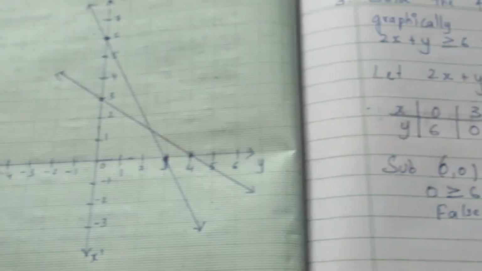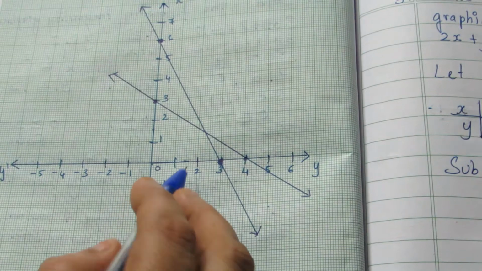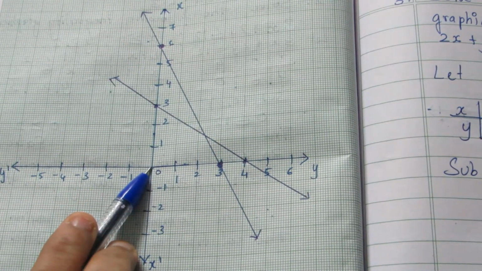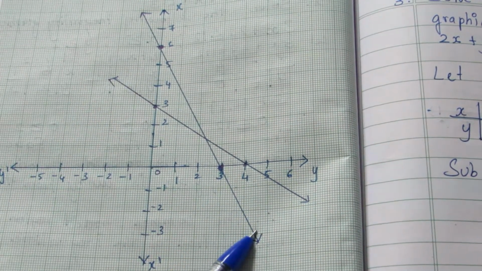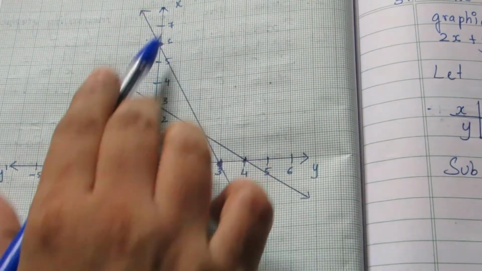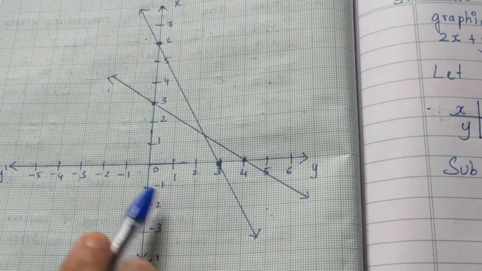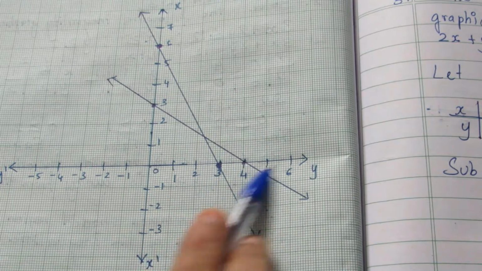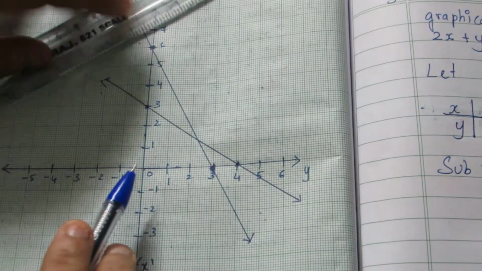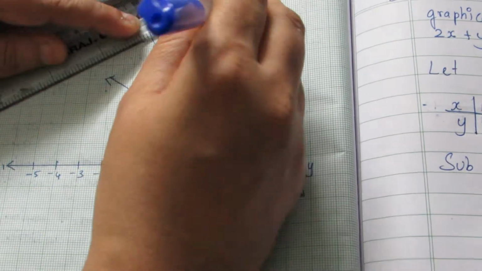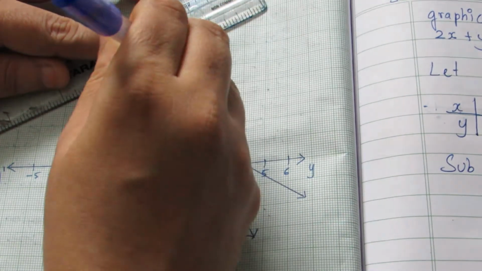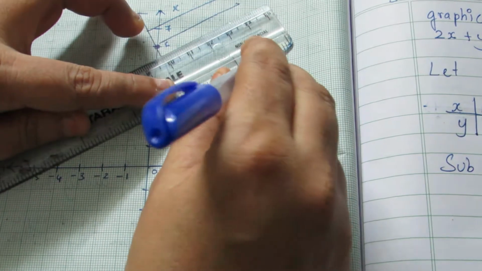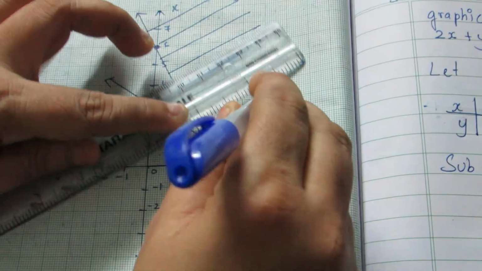So as we have taken the point 0, 0, for the first equation, the line is here. I have taken the point 0, 0, so it doesn't satisfy the inequality, so the shaded region should be away from the 0, 0 point. We need to mark the shaded region away from 0, 0 because it is not satisfying the inequality. So it should be away. So shade it in such a way that it is away.